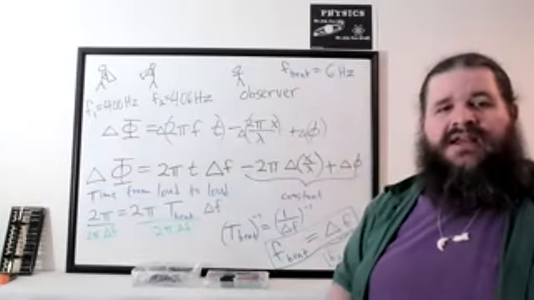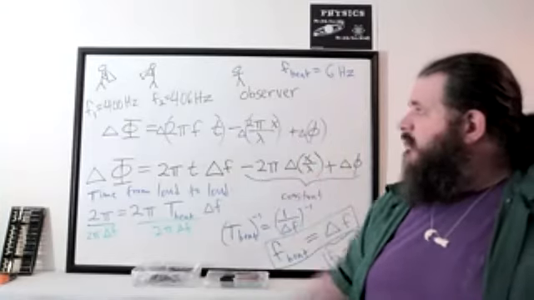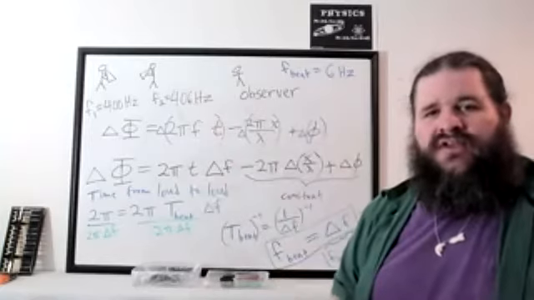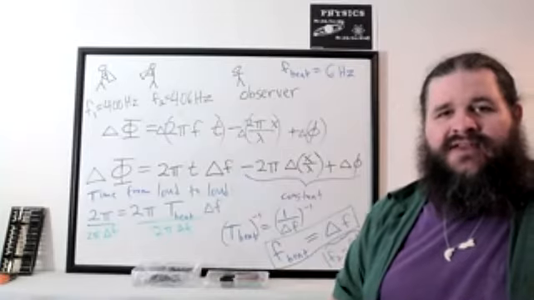6 hertz is how many loud, quiet, loud cycles you hear every second. So the sound from these trumpets is going to sound like one sound that's wobbling loud, quiet, loud, quiet, loud, quiet, loud, quiet, 6 times every second.